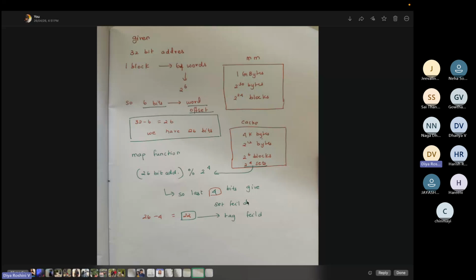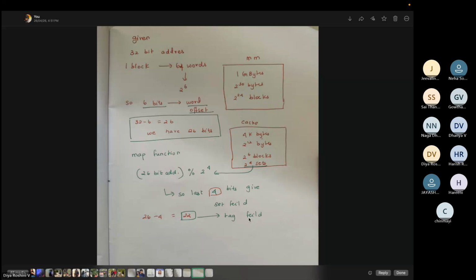So the last 4 bits of my 26 bits is going to be the set field. Basically it tells me to put it in this set of the cache. So my 4 is becoming a set field, and the 26 minus 4 is 22, and these are the remaining, so it becomes the tag. Was this example clear, guys?